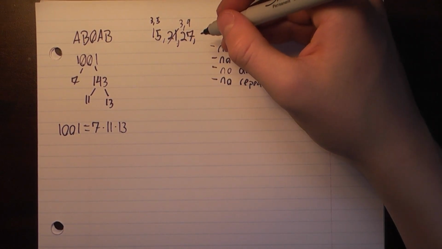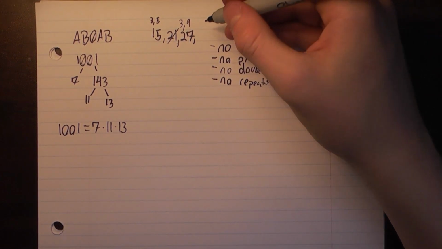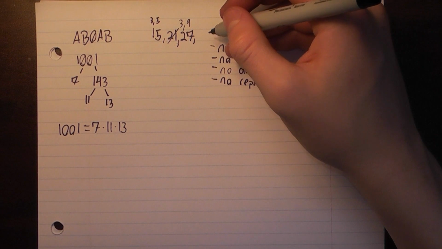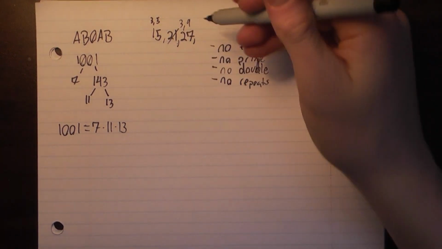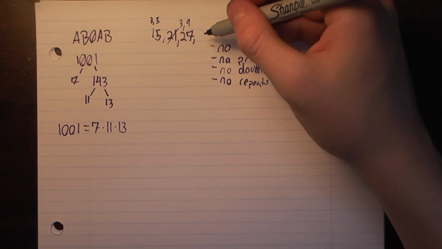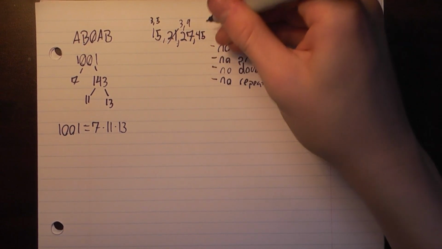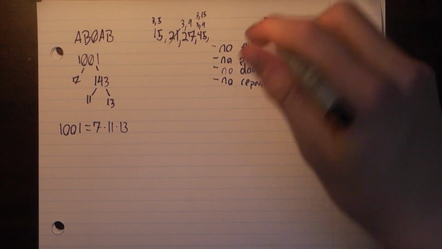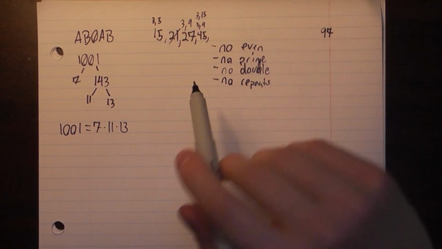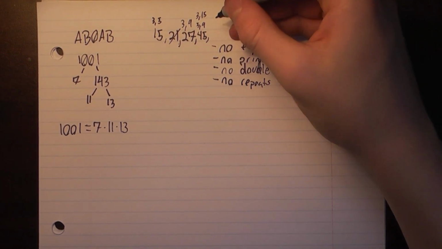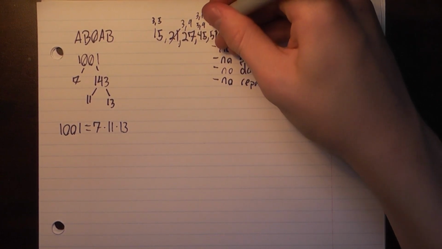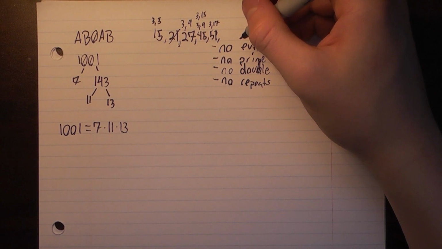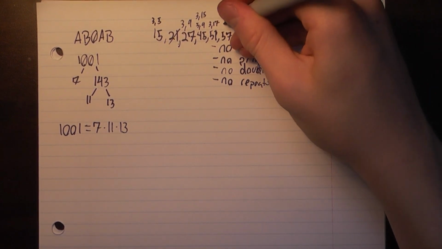After 27, 29 is a prime number, 31 is a prime number, 33 is a double number, 35 is divisible by 7, 37 is a prime number, 39 is divisible by 3 and 13, 41 is a prime number, 43 is a prime number, 45 is not only divisible by 5 and 9, but it's also divisible by 3 and 15. 47 is a prime number. 49 would be a double repeat because there'd be 3 7s, so that really doesn't work. 51 is divisible by 3 and 17. 53 is a prime number. 55 is a double number. 57 is divisible by 3 and 19.